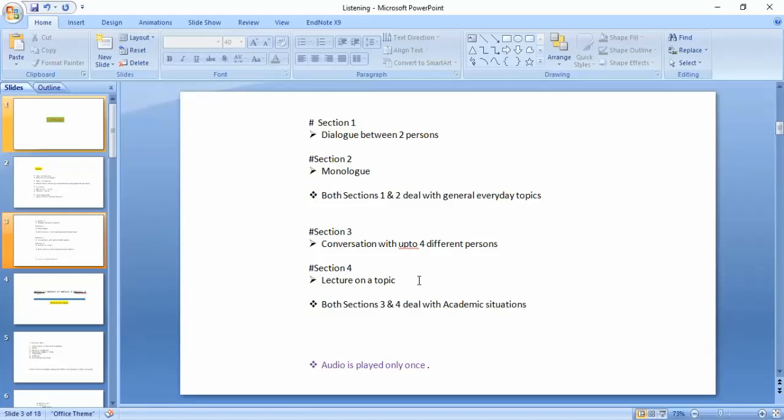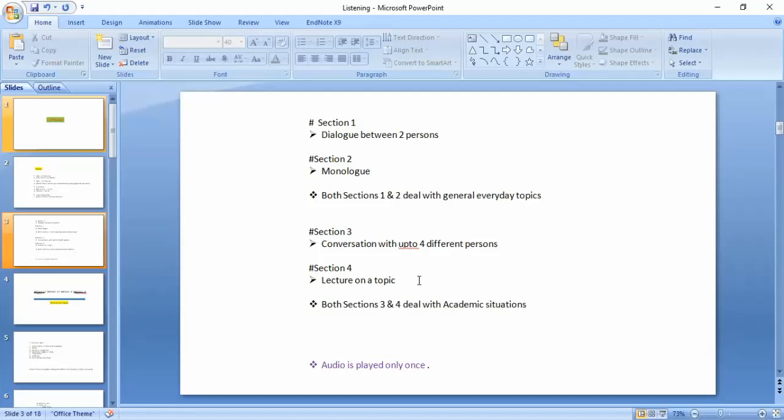In section four, you will hear a lecture on a topic, usually an academic lecture. It might be on global warming, using green fuels, climate change, conservation of nature, politics, or the history of a language, etc. Both sections three and four deal with academic situations.